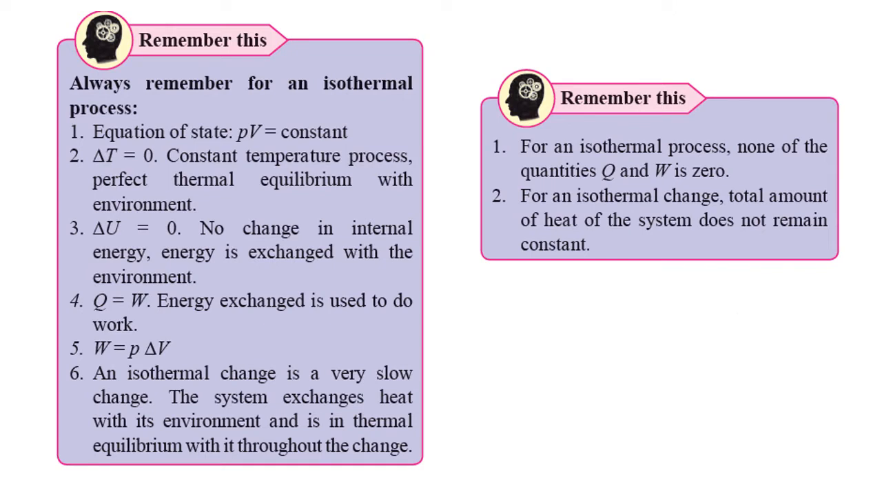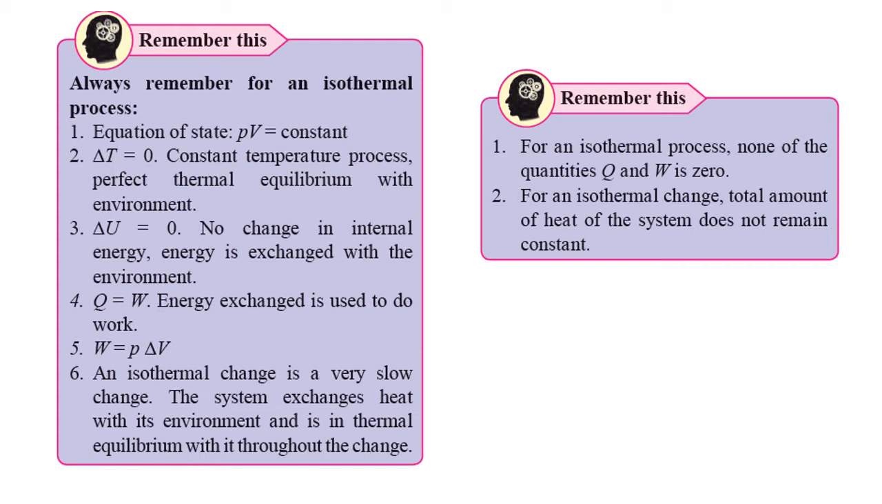So in a nutshell, for an isothermal process, the equation of state is PV is equal to constant. Then change in temperature delta T is equal to 0. That is a constant temperature process. Perfect thermal equilibrium with the environment. Then the next point to be remembered is delta U is equal to 0. That is no change in internal energy. Energy is exchanged with the environment. Then the total heat supplied is equal to work done. So energy exchange is used to do work.